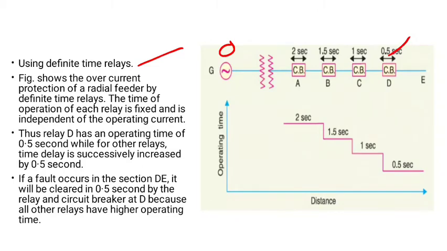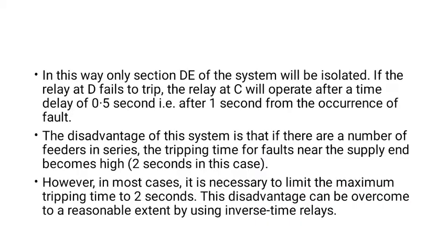Now, if the fault occurs in the section DE, over here, it will be cleared in 0.5 second by the relay and circuit breaker at D, because all other relays have a higher operating time. In this way, only the section DE of the system will be isolated. If the relay at D fails to trip, then the relay at C will operate after a delay of 0.5 second, that is, after 1 second from the occurrence of the fault.